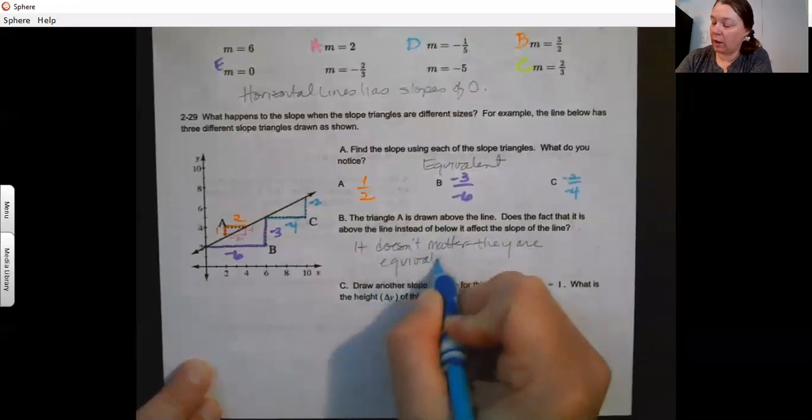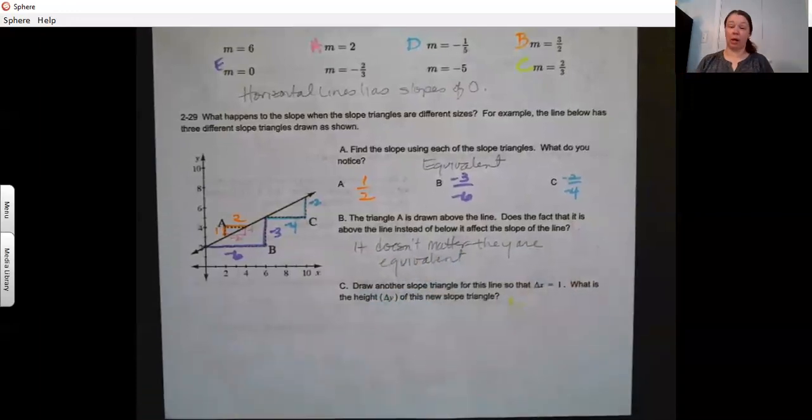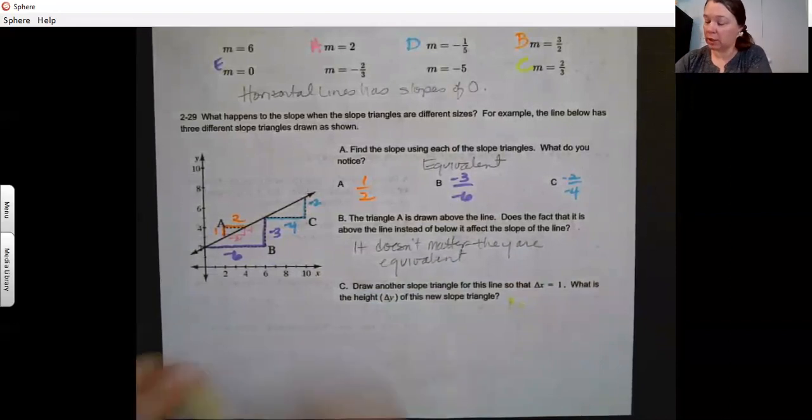All right, so then you're asked to draw another slope triangle so that delta x is 1. So the change in x is 1. That's sort of like we were doing with the tile patterns. What is the height of delta y in this new slope? You might even be able to figure out what it would be just based off of what we've talked about, because no matter what 2 points you pick on the line, the slope is going to be the same.